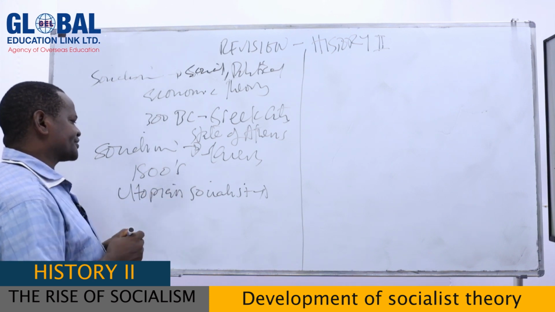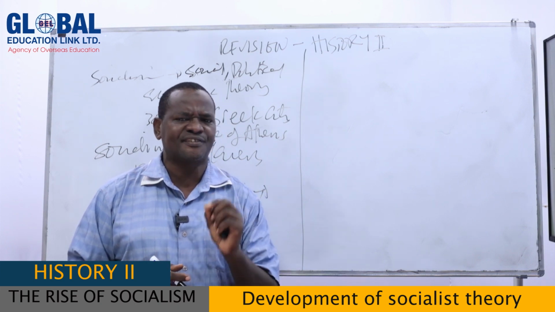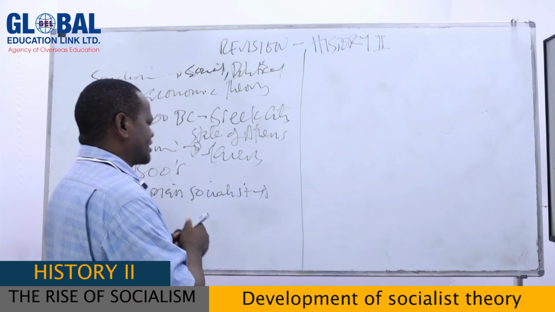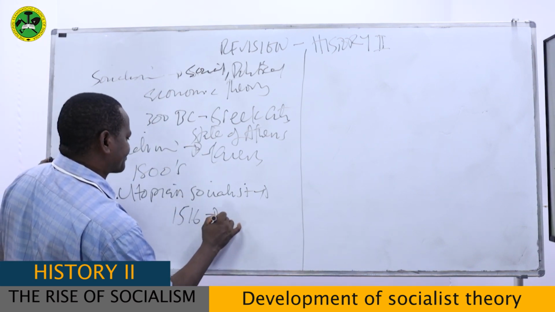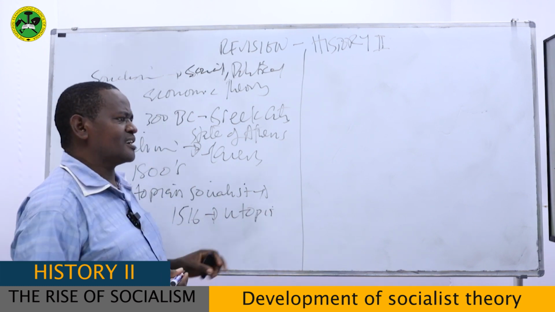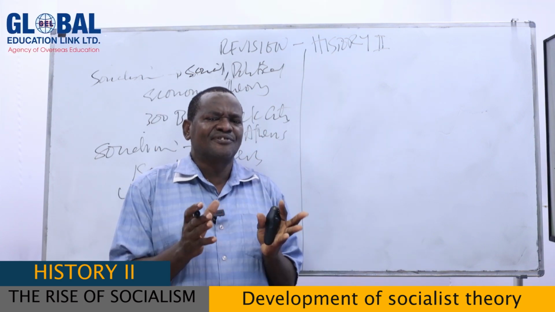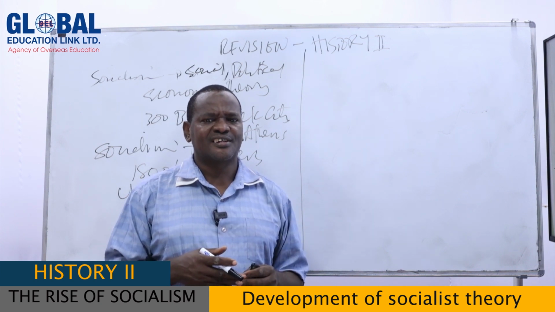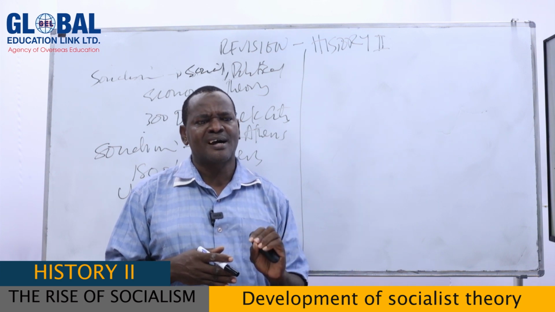The utopian socialists were the people who wanted to create an ideal society, and they took this idea from a man called St. Thomas More, who wrote a book called Utopia in 1516. In this book, St. Thomas More was thinking of establishing an ideal society, a society in which people have access to everything, and there will be no exploitation of man by man.